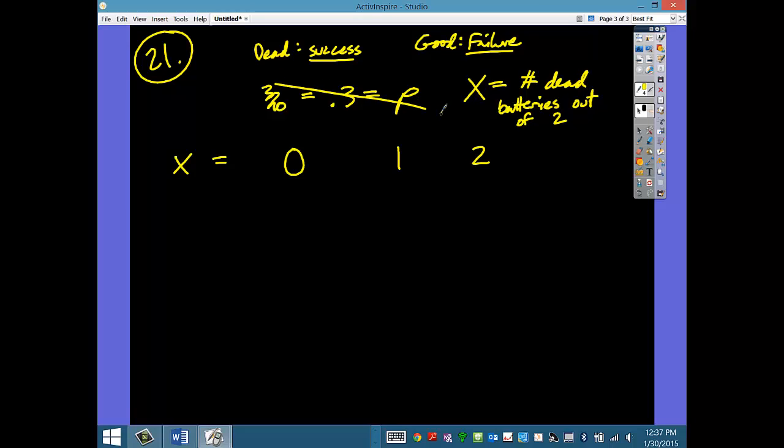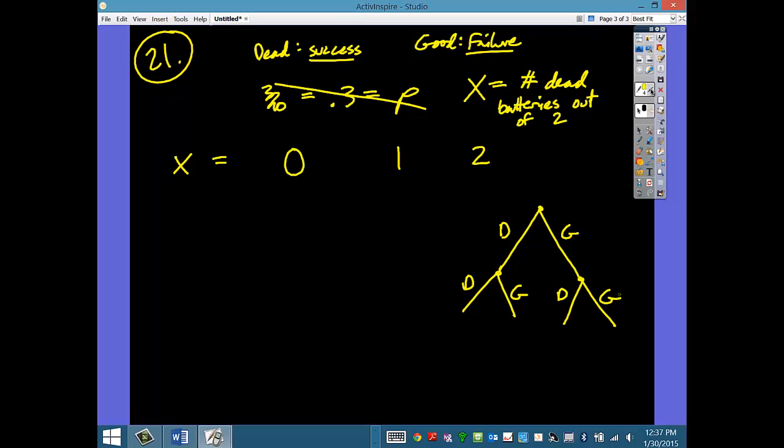Maybe the first time. Okay. So maybe we need to make a tree here to really think about this. Okay, so we got to make a probability model. It's not going to be binomial. Let's make a tree. You pick a battery. It's either dead or it's good. Okay? Then you pick another battery. It's either dead or it's good.